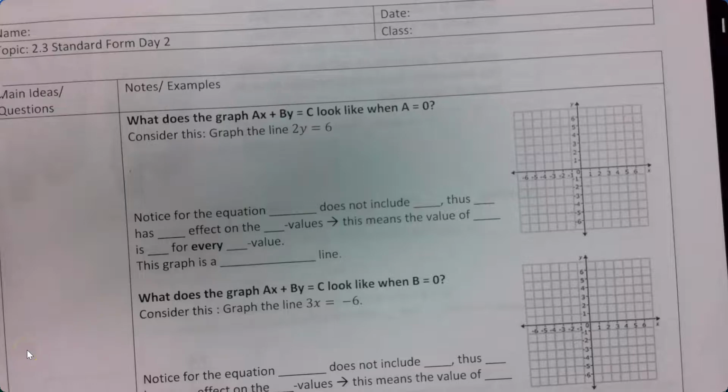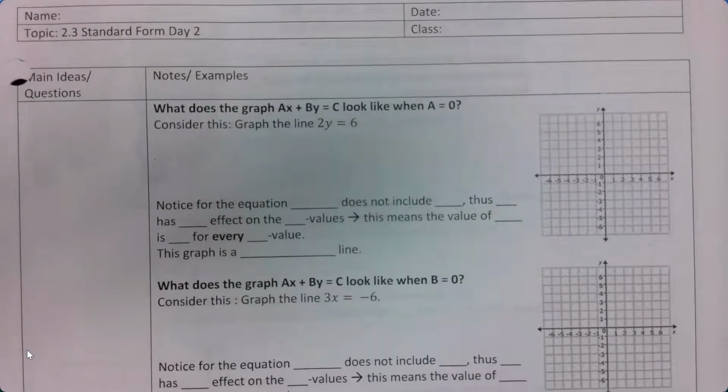Okay, so today we are finishing up with standard form. So we want to see what the graph looks like when our a value is 0. So we have something for y, but nothing for x. So it wants us to graph the line 2y equals 6. So what's the first thing I need to do in order to graph?